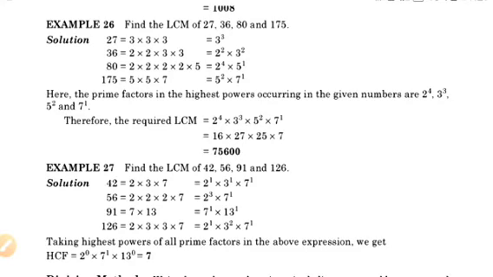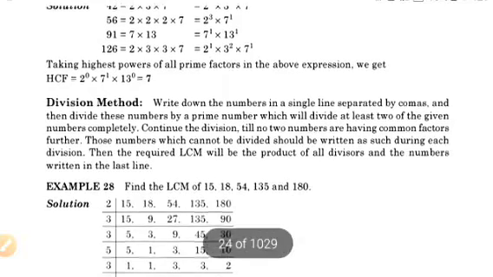So the highest powers occurring in the given numbers are 2 power 4, 3 power 3, 5 power 2 and 7 power 1. And after taking the product of all these powers, we get 75,600 as the required LCM.